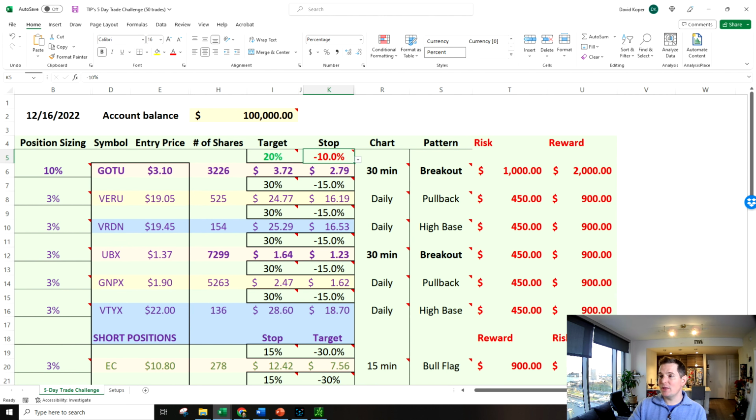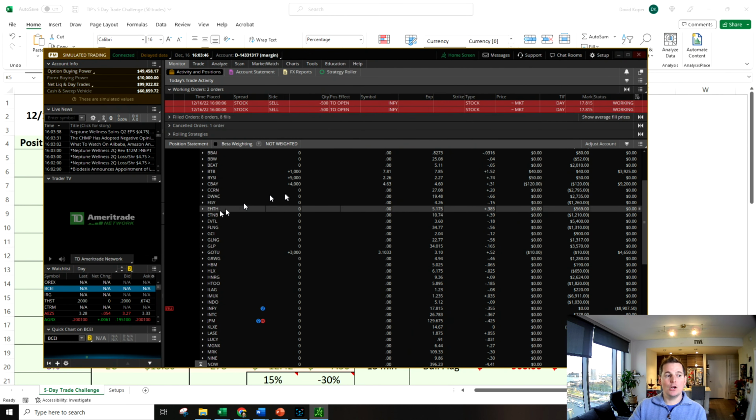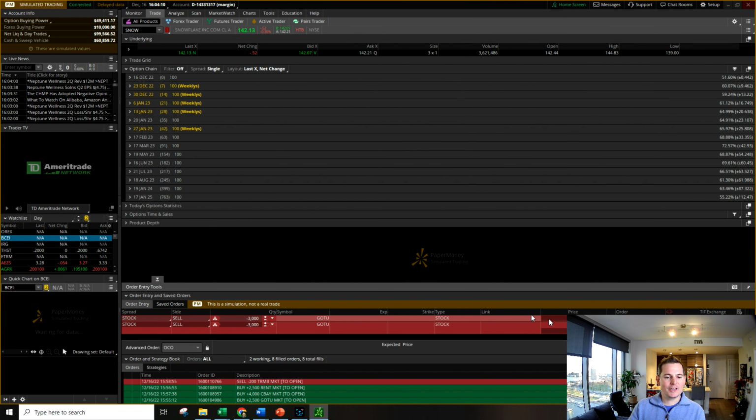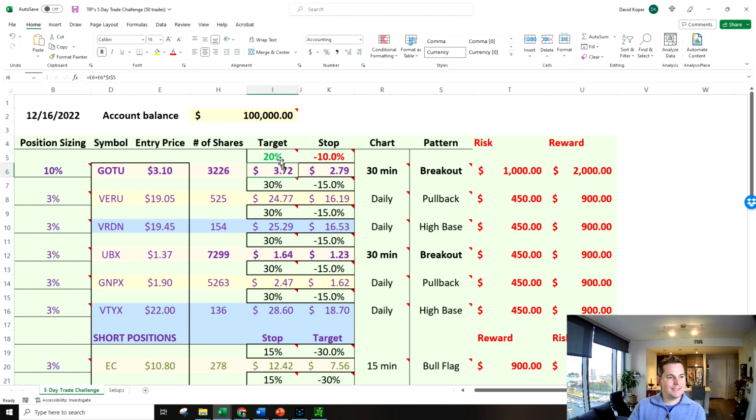And the cool thing about Thinkorswim is you can make it an OCO order, which is one cancels the other. So I could go into GOTO here, right-click, create closing order, and sell with OCO bracket order. That's right. One cancels the other. I think I said OTO, but it's actually OCO, and it should bring up this order here, and you can set these prices. So GOTO, the target here would be 372, and the stop is 276.